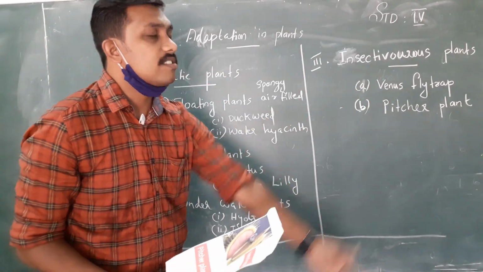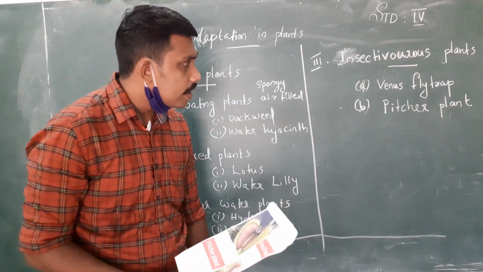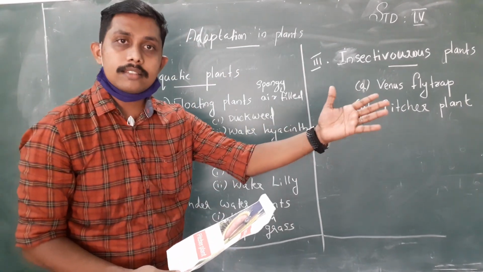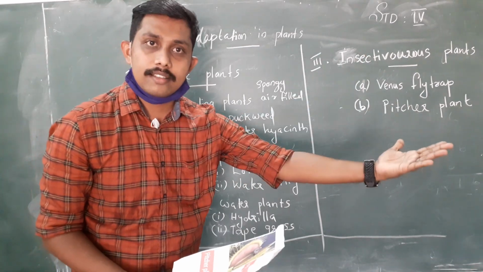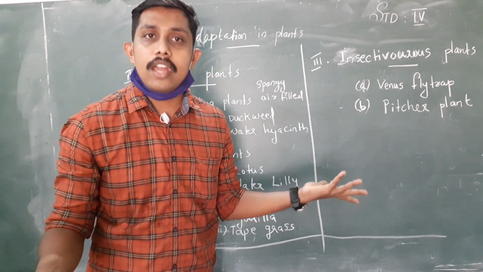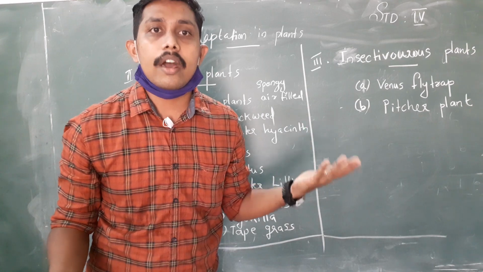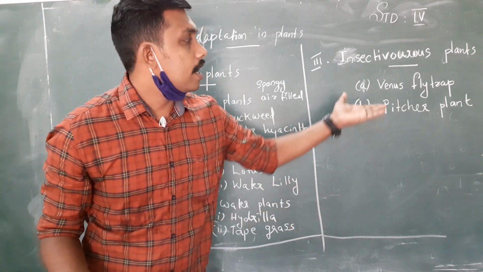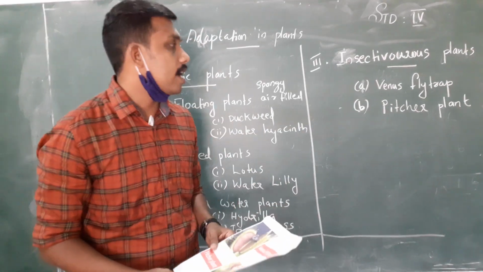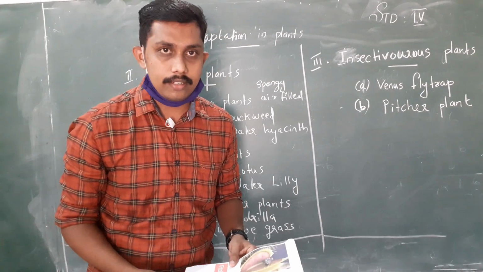And the next one is insectivorous plants. What are insectivorous plants? Some plants eat insects. They are called insectivorous or carnivorous plants. The examples are Venus flytrap and pitcher plant.